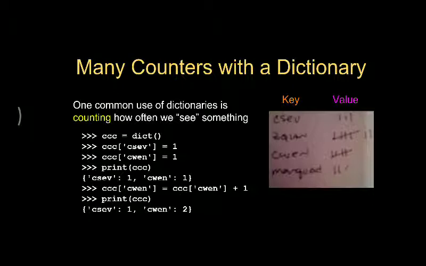ccc equal to dict. ccc of csev equal to 1, ccc of cwen equal to 1, print ccc, it will give the key value pairs. ccc of cwen equal to ccc of cwen plus 1, then it will modify that second key value pair in the dictionary like that.